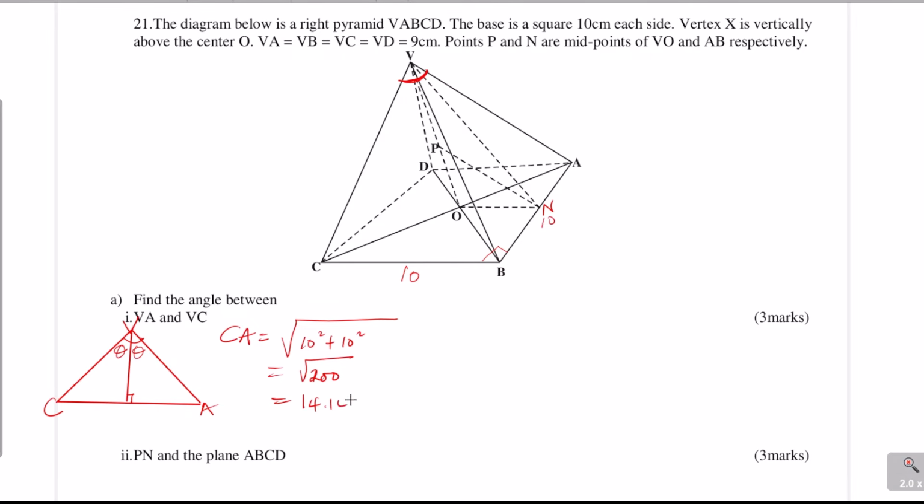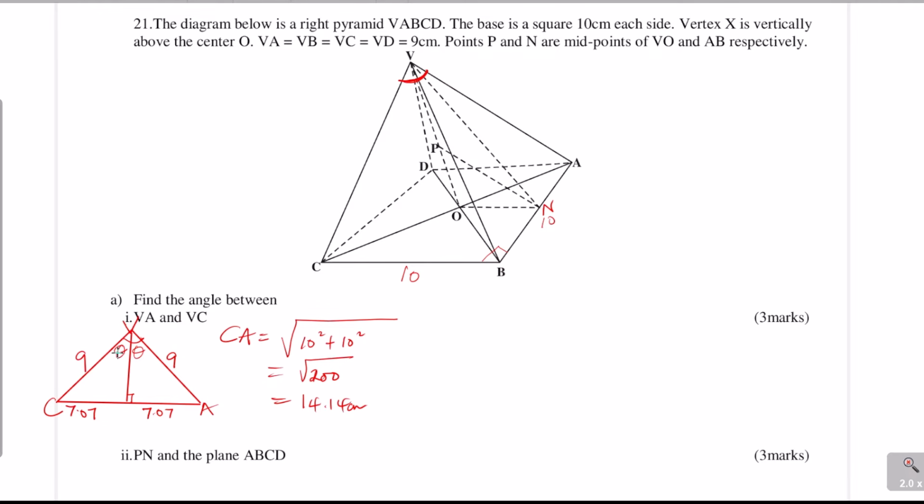14.14 centimeters. So that means the midpoint CO will be half of that, 7.07. That is half of 14.14. So now after getting that, we have VC. VC is 9 centimeters. So this is 9 and this one is 9.